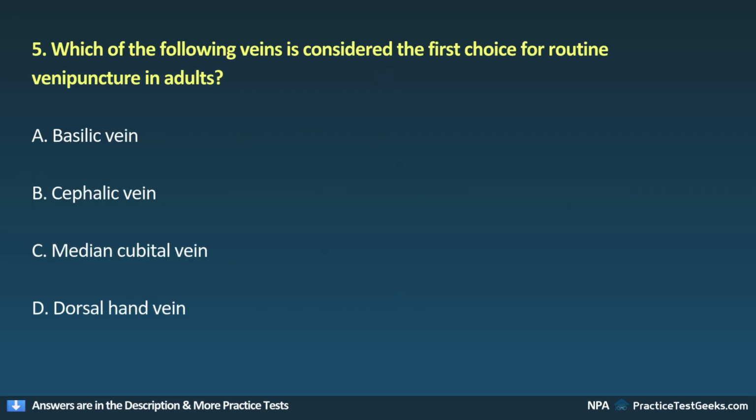5. Which of the following veins is considered the first choice for routine venipuncture in adults? A. Basilic vein, B. Cephalic vein, C. Median cubital vein, D. Dorsal hand vein.